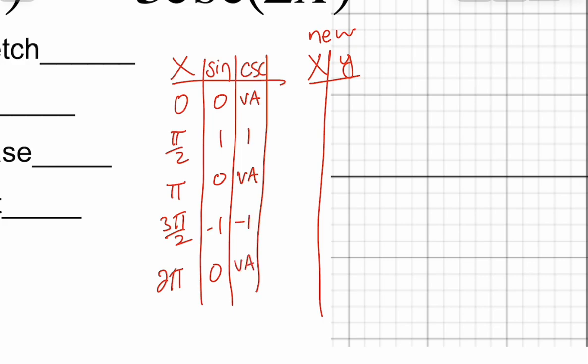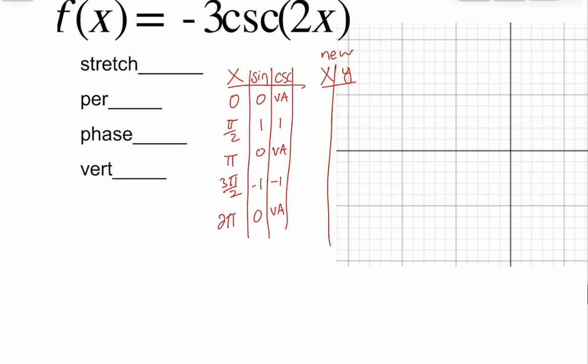Now that is if we didn't mess it up, but we did mess it up, so we have to figure out what has happened. The stretch is going to be 3. The negative is going to flip it over. So normally it has an upper bump, then a lower bump. So the negative just flips it, and the lower bump should come first before the upper bump.